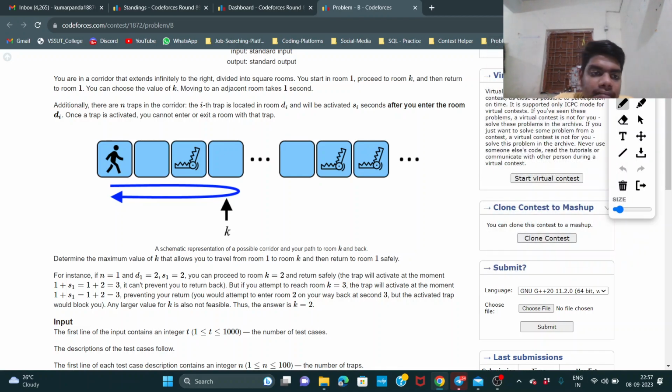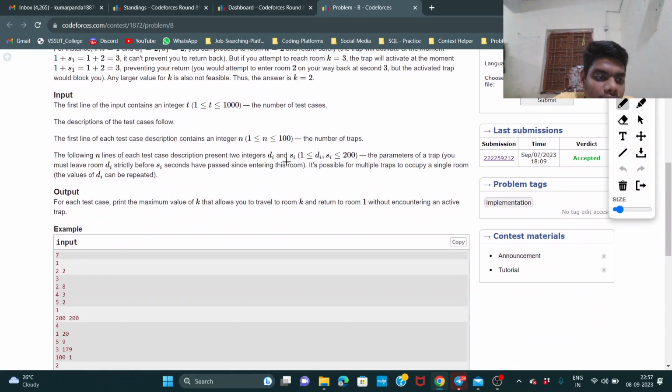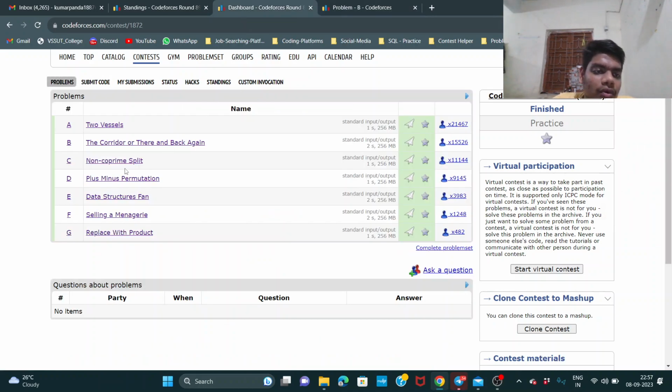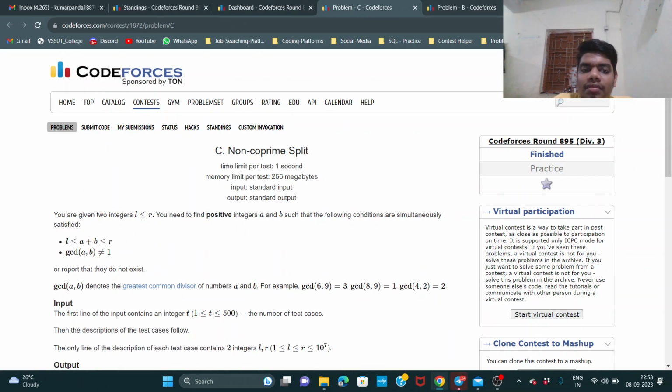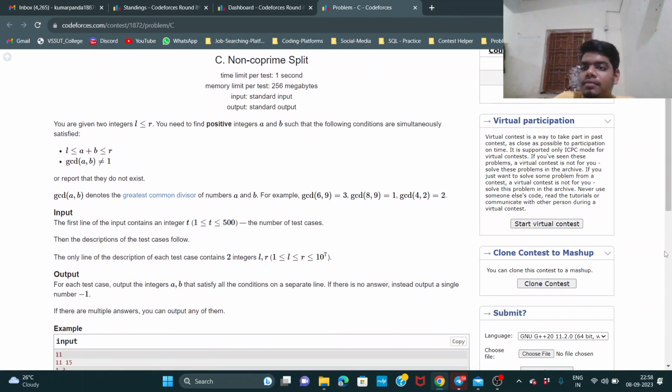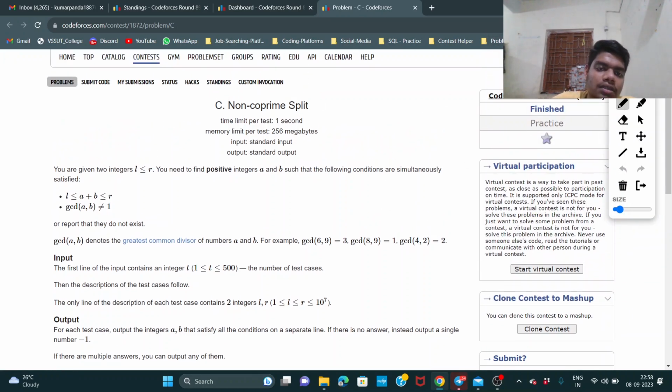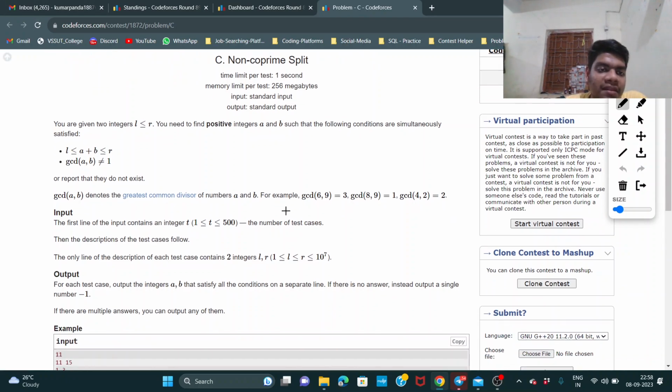Where is that page marker? Okay, so what we can do is solve this problem later. Just solve C and D at first, and then we'll solve the B problem. Now, problem C. We'll solve B later.